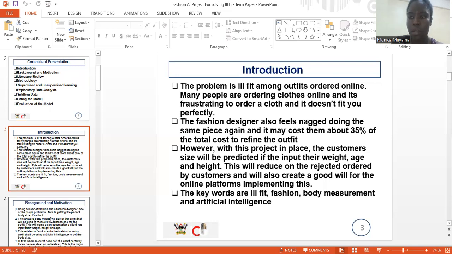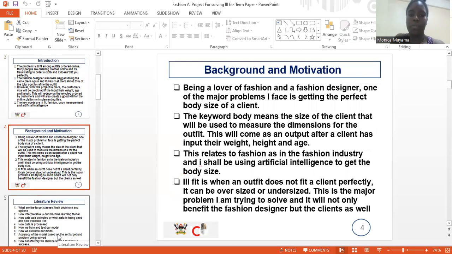However, with this project in place, the customer's size will be predicted if they input their weight, age, and height. This will reduce the rejected orders by customers and will also create goodwill for the online platform implementing this. The keywords are ill fit, fashion, body measurement, and artificial intelligence.